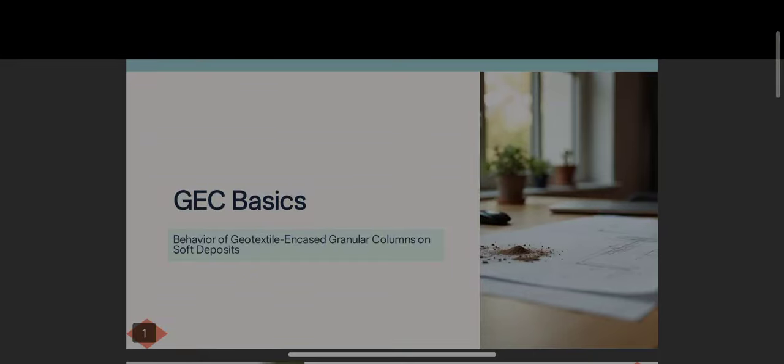Hi everyone. So today the topic is about GEC basics, behavior of geotextile encased granular columns on soft deposits. Geotextile encased granular columns, often called GECs or GEC columns, are an improvement over conventional stone columns, especially for very soft or organic deposits. Where ordinary columns fail by bulging or excessive settlement, etc.